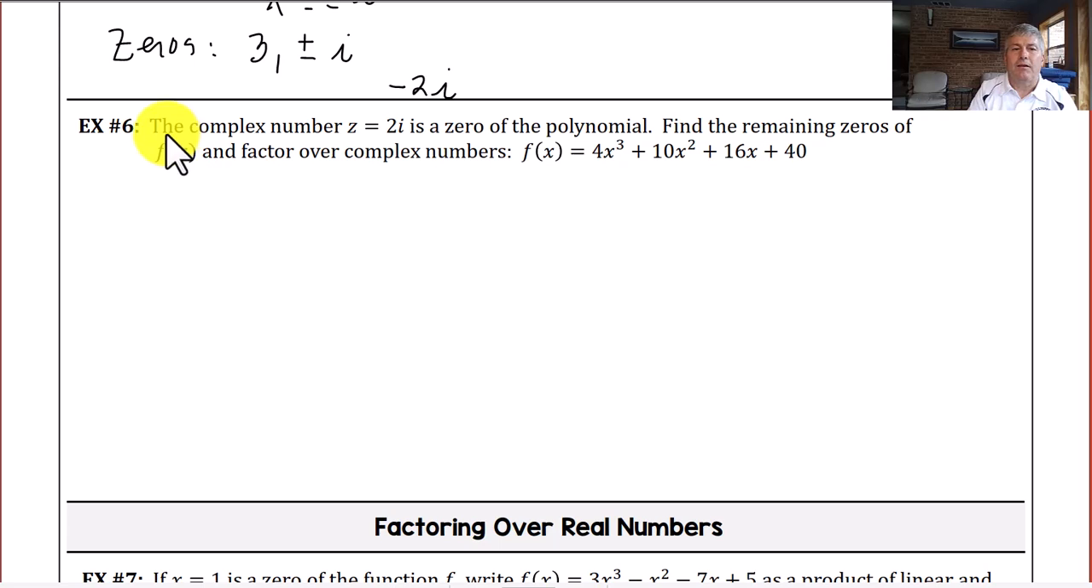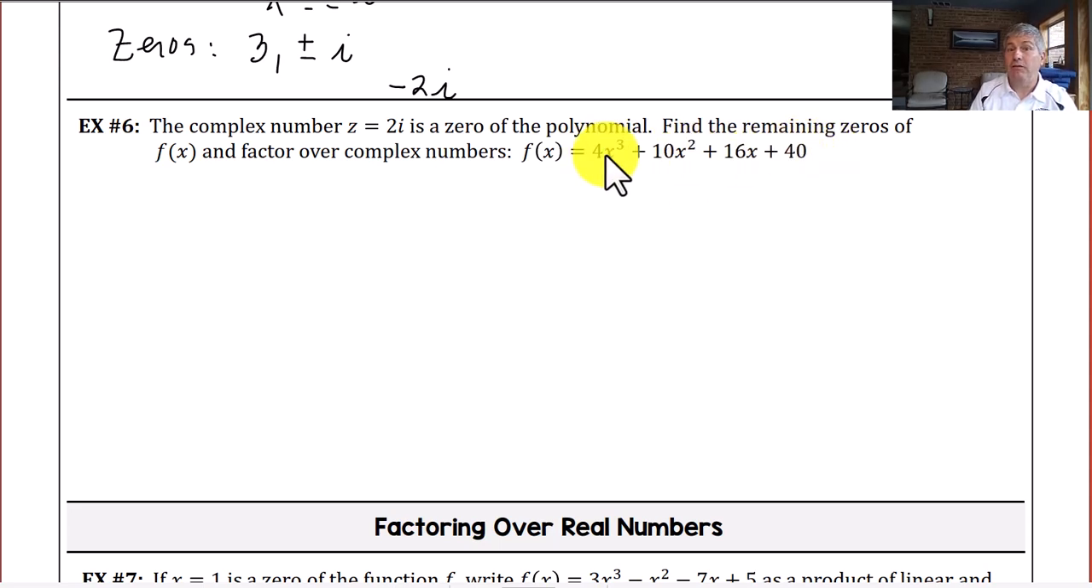Example 6 tells us that the complex number z equals 2i is a zero of the polynomial. We want to find the remaining zeros of the function and factor it over the complex numbers. So our function 4x cubed plus 10x squared plus 16x plus 40 is a third degree polynomial. We do have 4 terms here.